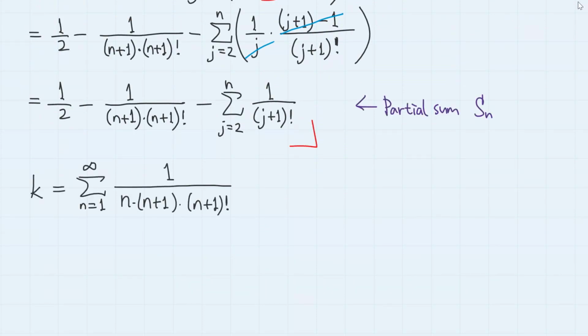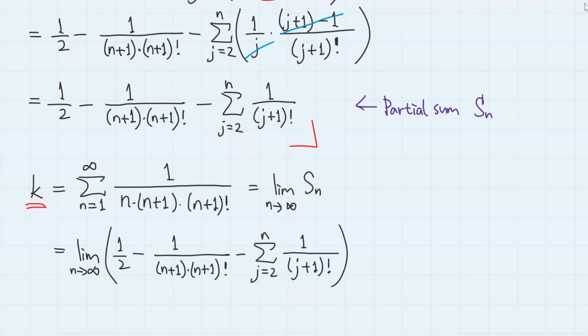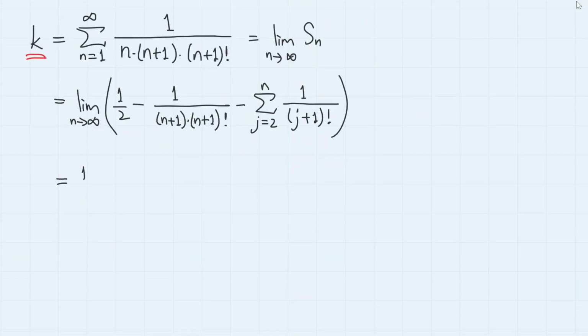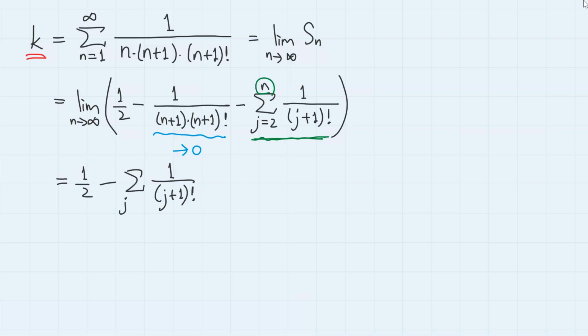Now using this partial sum, we can finally find the value of the infinite series, which was denoted as k. It is the limit of Sn as n goes to infinity. So the limit of this: 1/2, and this middle part goes to 0. And for this part, the finite sum now becomes the infinite sum. So the summation of 1 over j plus 1 factorial, where j goes from 2 to infinity.